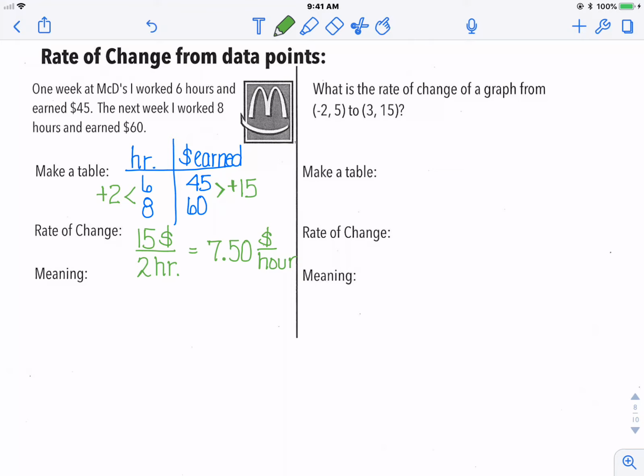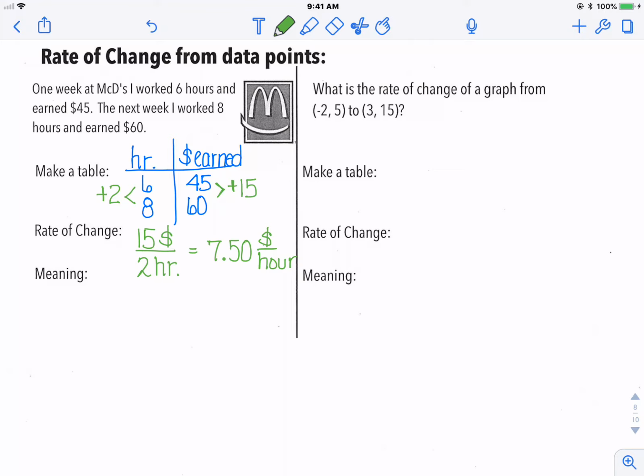And what that's letting me know is for those 2 hours that I increased from, I was making $7.50 more per hour each hour. It doesn't actually mean that I made $7.50 per hour in the first 6 hours. Maybe I got a raise, but since going from my 6 hours for $45, I went to 8 hours at $60, I made $7.50 more each hour that I worked the second week.